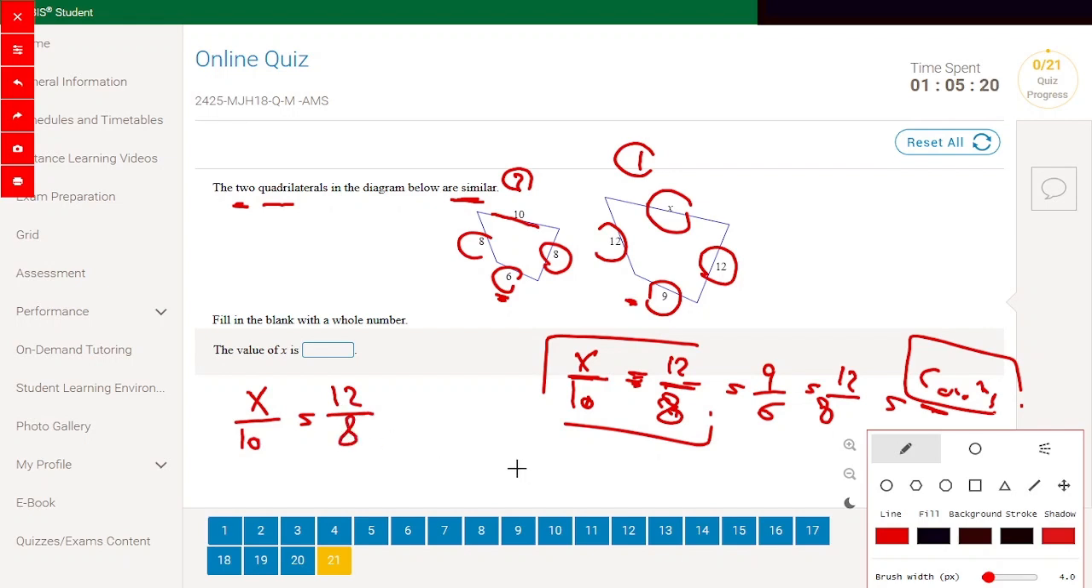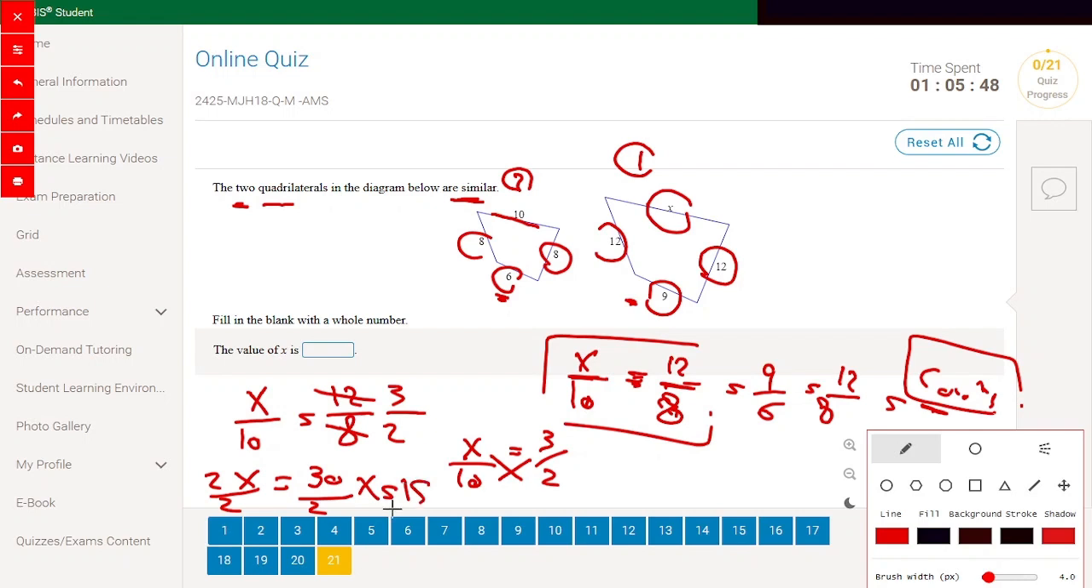So let's simplify the equation. We can say here by 4 equals 2 and here by 4 equals 3. So x over 10 will be equal to 3 over 2. Cross multiplication: 2x will be equal to 30. Divide by 2, divide by 2. So x will be equal to 15. So the answer here is 15.